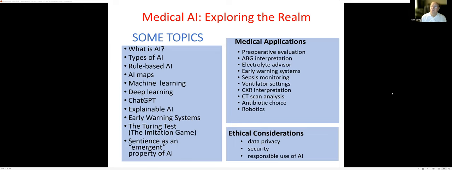On the right, you can see there's a variety of medical applications. Arterial blood gas, ABG interpretation is something that I will comment on. And I'll later be commenting briefly on the ethical considerations like data privacy, security, and the responsible use of AI.